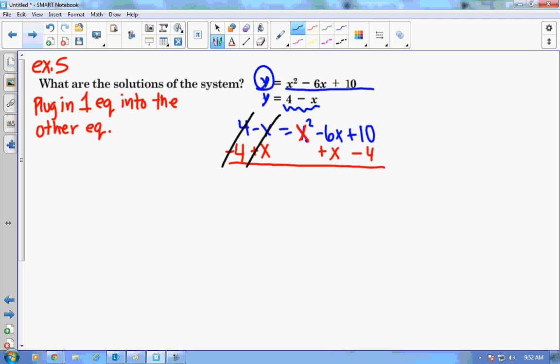Make sure your x's are lined up. Make sure your constants are lined up. So the left side is 0 equals x squared minus 5x. What's the rest, Waji? 0? Oh, hold on. 6. Plus 6. And now it's just like the last problem we did. What's the next step? Factorization. Factor.